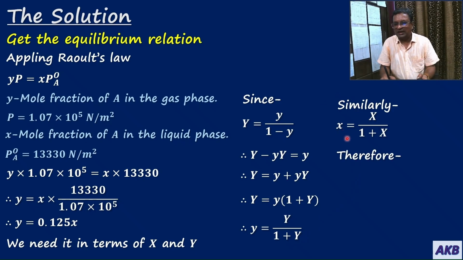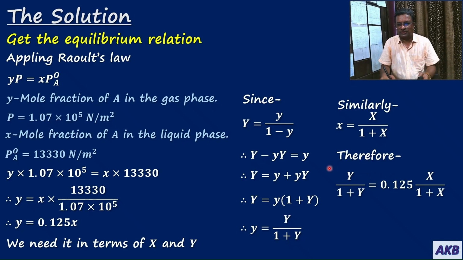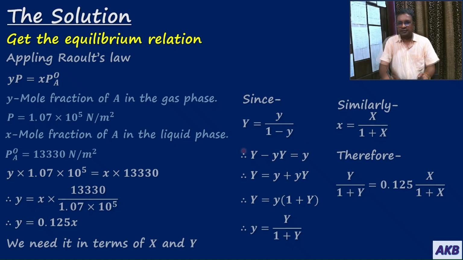Similarly, we will have a relationship between small x and capital X. So small x will be capital X upon 1 plus capital X. Therefore, the equilibrium relationship in terms of capital Y and capital X will be of this form. Capital Y upon 1 plus capital Y is equal to 0.125 into capital X upon 1 plus capital X. Next we will be simplifying this relationship so as to get a simple relationship which will be easier for us to use. So let us move ahead.